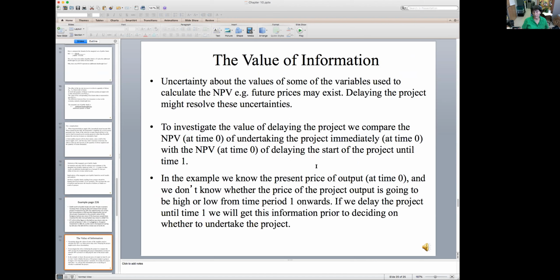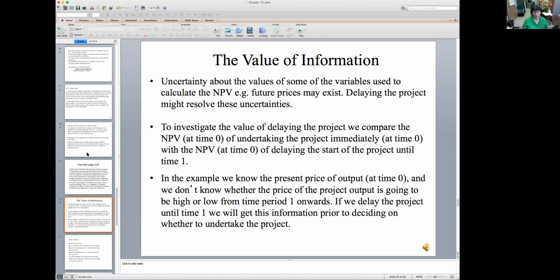Information has value. Sometimes if you wait, you can get a more accurate picture of NPV. For example, we know the price of output now, but we don't know what the price of output will be next year. But if we wait a little bit, then maybe this will become more clear. So sometimes you get better information if you wait. So that's really what we're talking about.